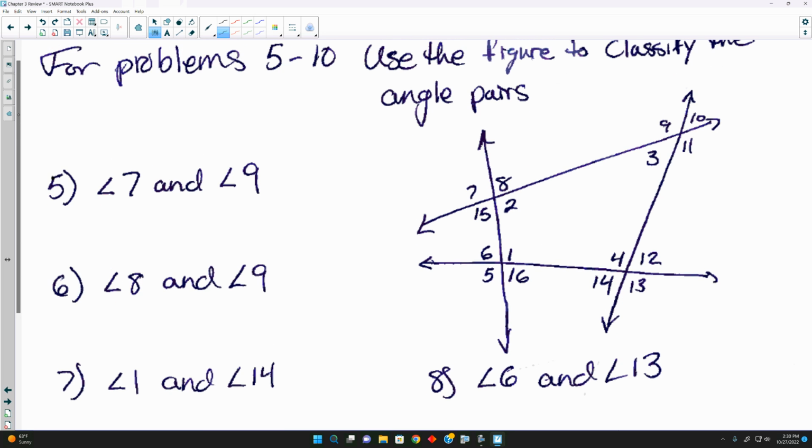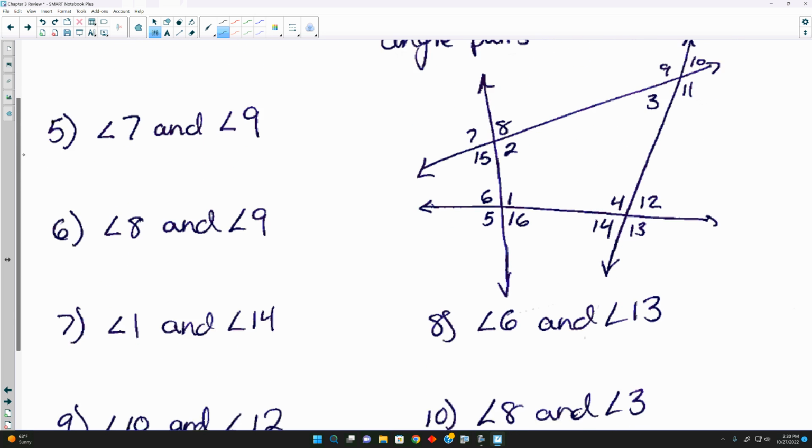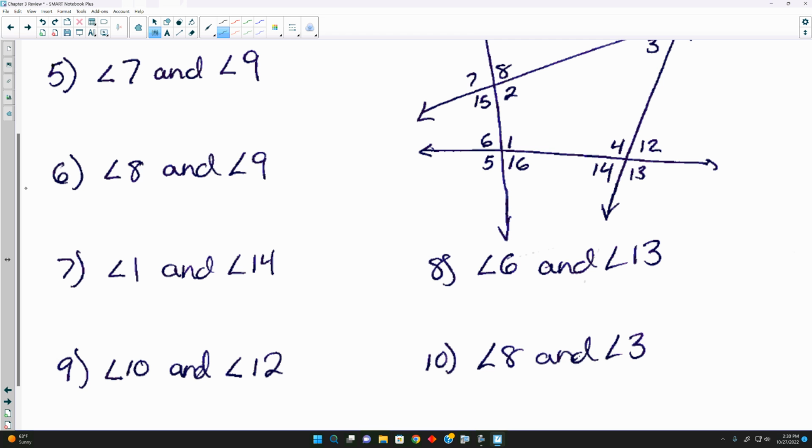For 5 through 10, use the figure to classify the angle pairs. Are there any questions on these here? Any one of these in particular that y'all want to look at? So 7 and 9.